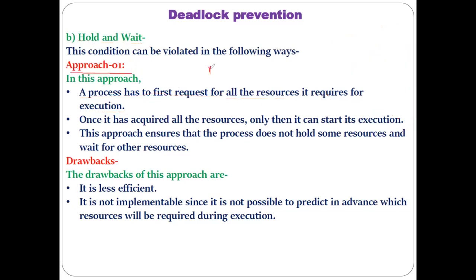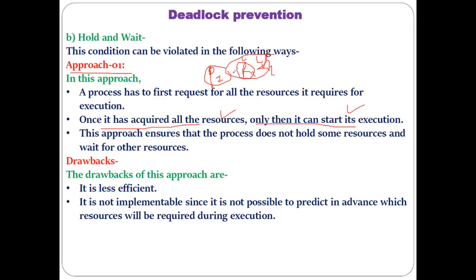Suppose there is a process P1, and suppose process P1 requires two resources, R1 and R2. So this process P1 first requests the resources R1 and R2, which are required for its execution. And once process P1 has acquired those resources, only then should process P1 start its execution. Until P1 gets R1 and R2, it should not start execution. Even if P1 gets R1 and not R2, even then P1 should not start execution, or if P1 gets R2 but not R1, even then P1 should not start its execution.